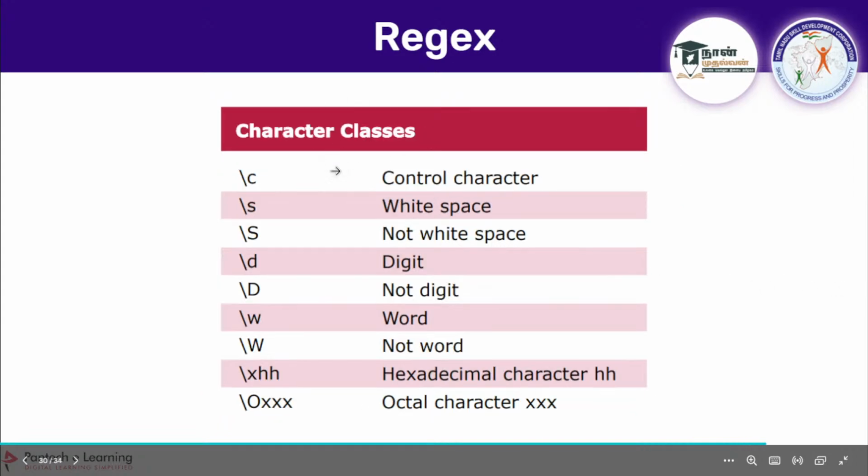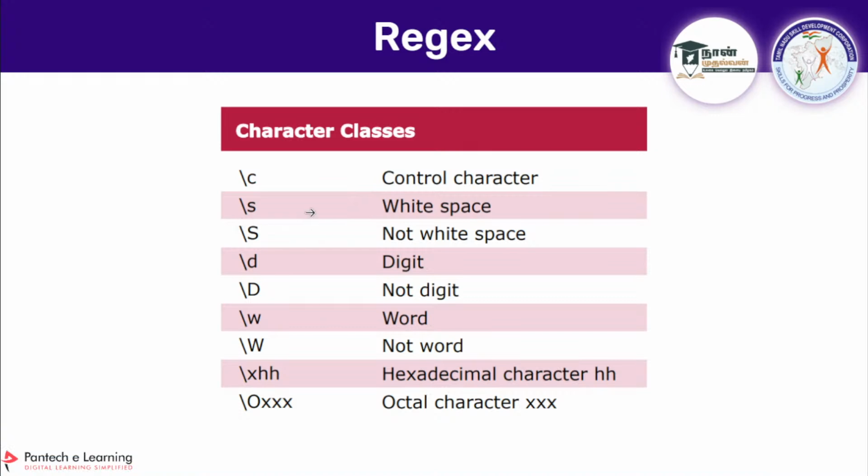And you have some character classes, like whitespace for small s. Capital S means the opposite, not whitespace. If you mention small d, it will be a digit. If it's a capital D, it will be a not digit. If it's small w, it's a word, and if it's capital W, you are going to use not word. So you will have this backslash actually, which you want to mention.